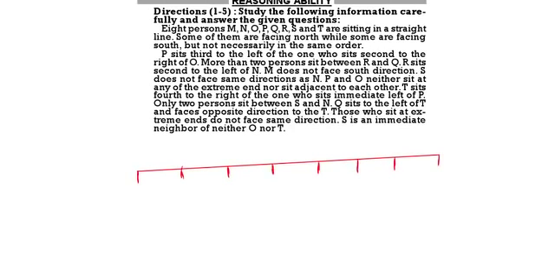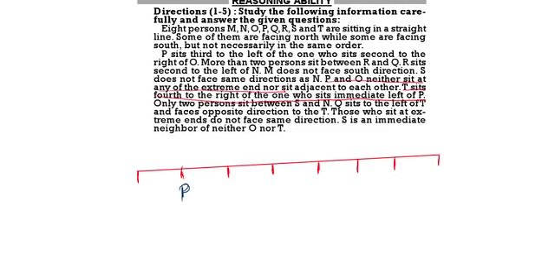Now see here. P sits third to the left of the one who sits second to the right of O. Now which point should we take first? T sits fourth to the right of the one who is sitting to the immediate left of P. And here it is clearly mentioned that P and O are not at the extreme ends. So I can't take P at the extreme end. I am taking P here.